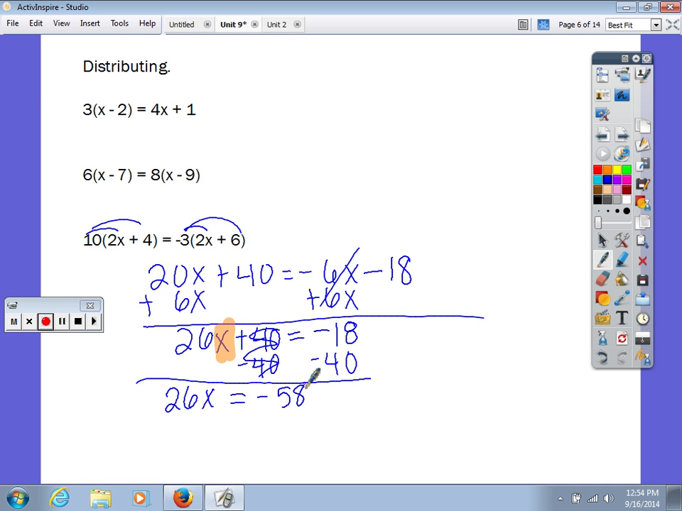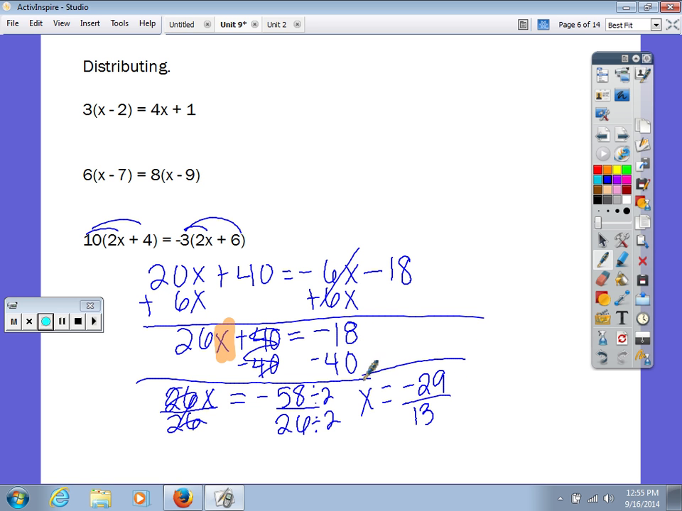And then we're going to divide. So I'm going to divide both sides by 26. And if we wanted to, we could reduce, and you can reduce these both by 2. If you reduce them both by 2, on the bottom, 26 divided by 2 is 13. And by bottom, I mean denominator. And the numerator on top is going to be a negative number, and it's going to be 29.